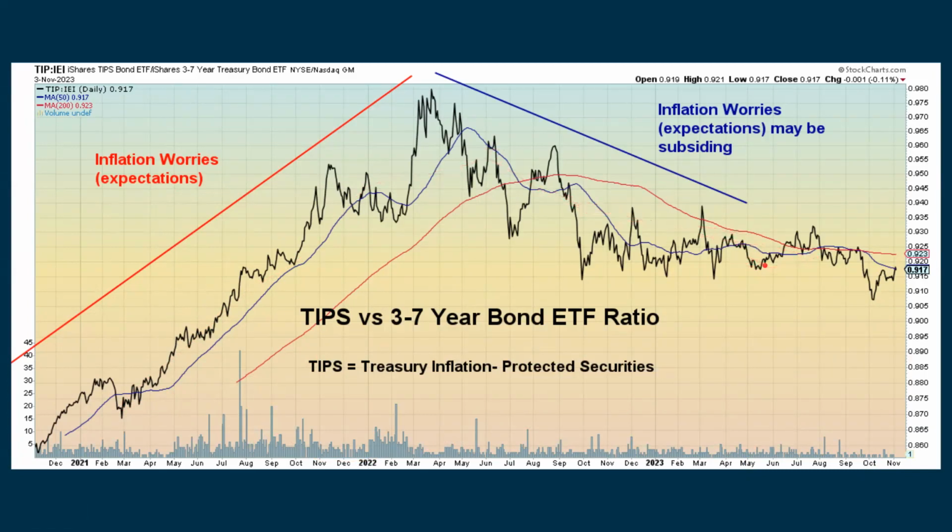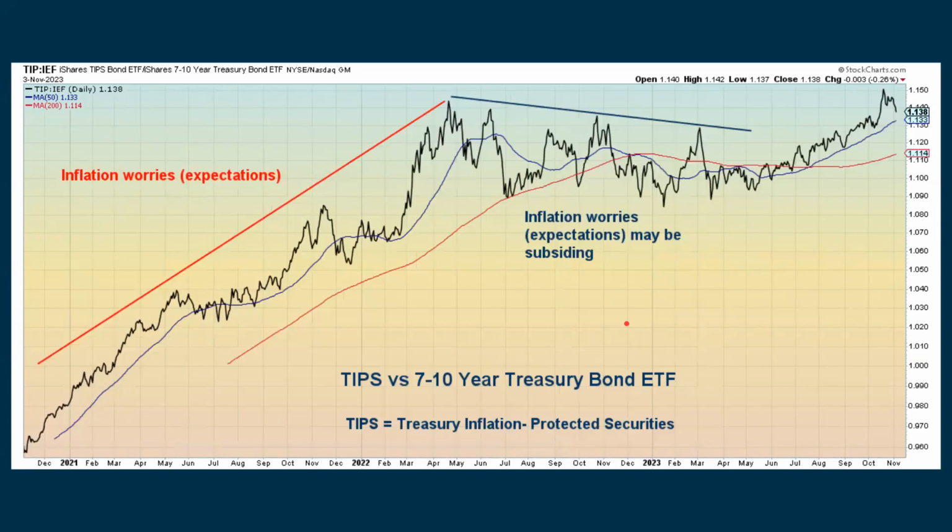And this means, well, maybe inflation isn't that big of a deal when we just look at the 3 to 7 year time frame. But look at the next chart. When we go further out, the market is more concerned. When we take the TIPS to the 7 to 10 year, this means that there's more concern about inflation further down the road right now. So we've been keeping an eye on this.